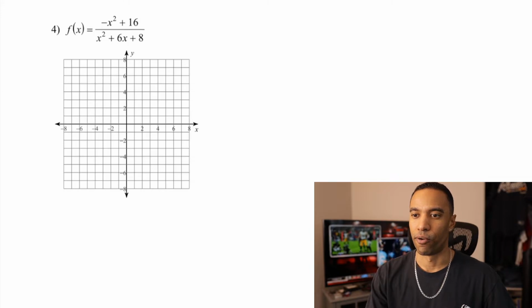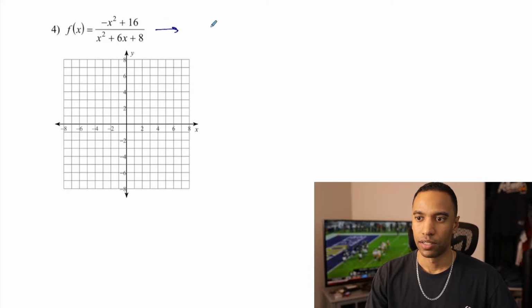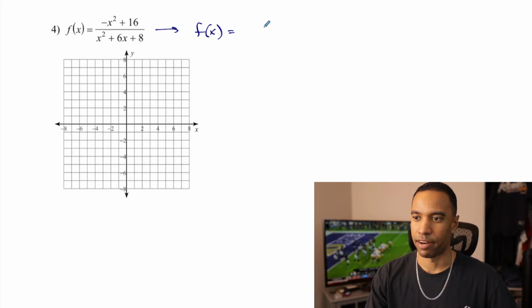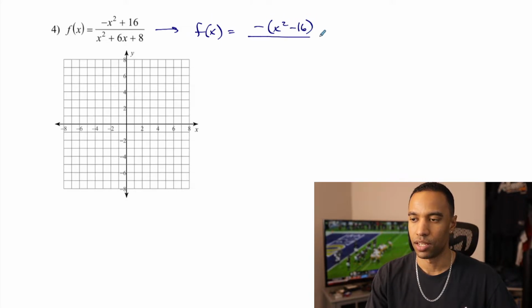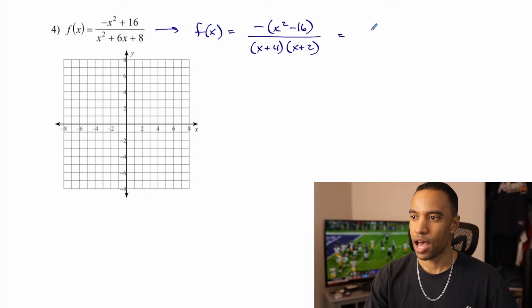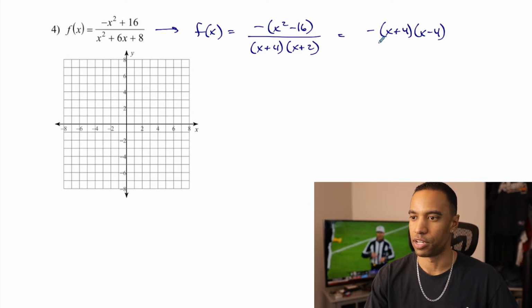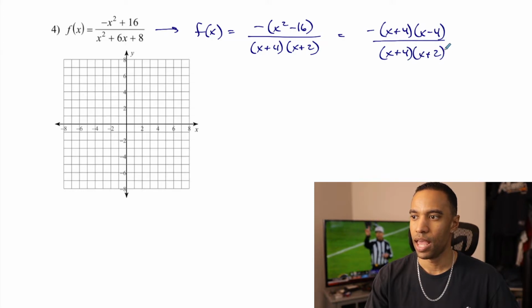All right, number 4. F of x equals. Now, what I'm going to do when it comes to factoring is let's go ahead and first factor a negative out of the top to get x squared minus 16. And then on the bottom, let's factor that out right to x plus 4 times x plus 2. And then the top factors into x plus 4 times x minus 4, another difference of 2 squares. On bottom, we get x plus 4 times x plus 2. And we have x plus 4s that can go bye-bye.